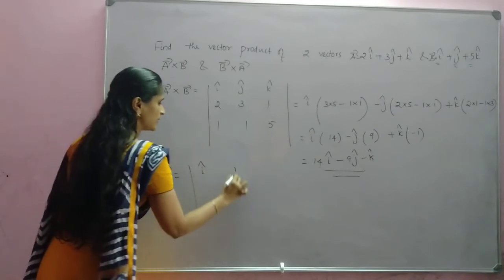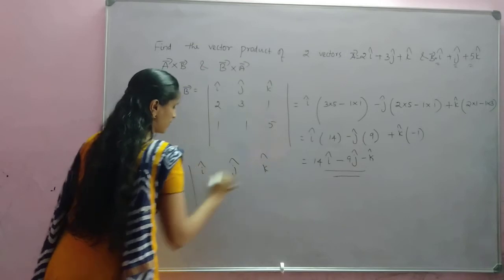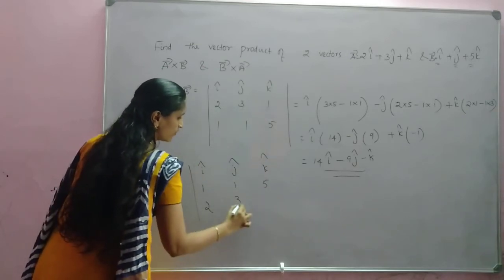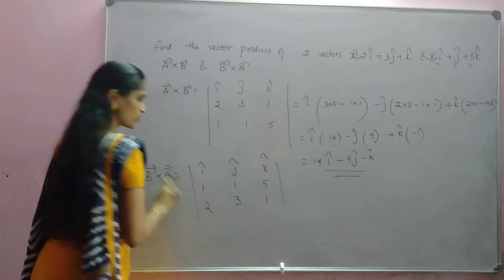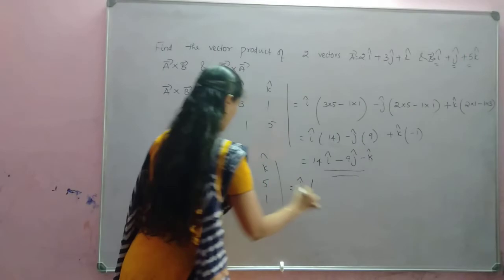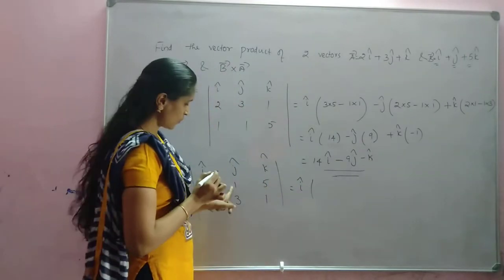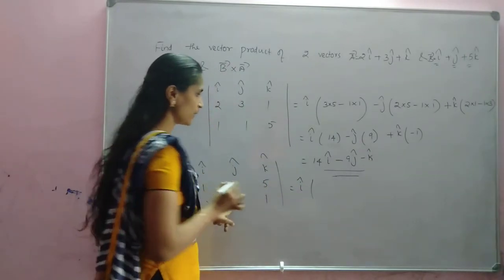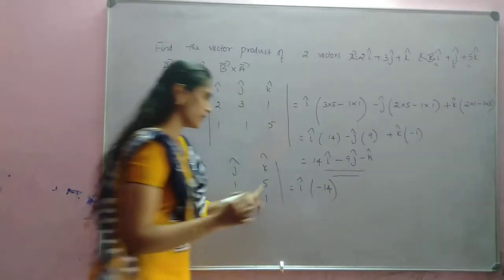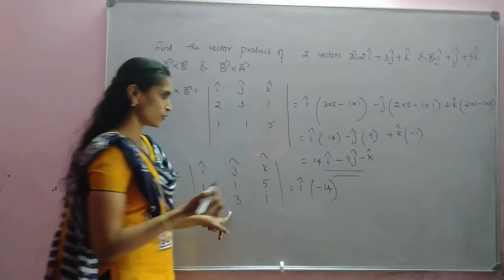i, j, k, 1, 1, 5, 2, 3, 1. No, this is B cross A we are finding. Okay. Again, i into 1 minus 1 into 1 minus 3 into 5. So minus 14. 1 minus 15, you will get it as minus 14.